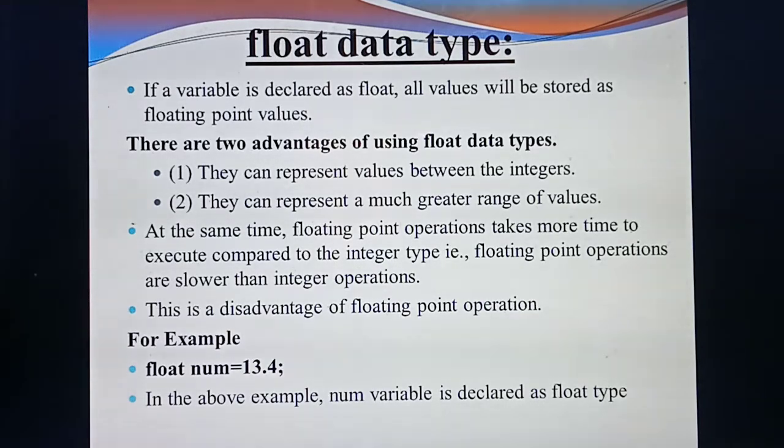Understand what we mean by float? If you declare a variable as a float, what's the meaning? It will accept only point numbers, that is decimal values. There are mainly two advantages if you are using the float data type. Okay, important question. What are the two main advantages?